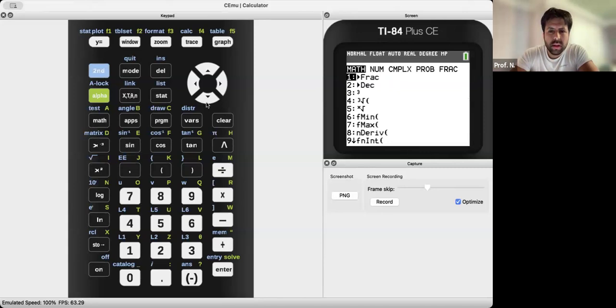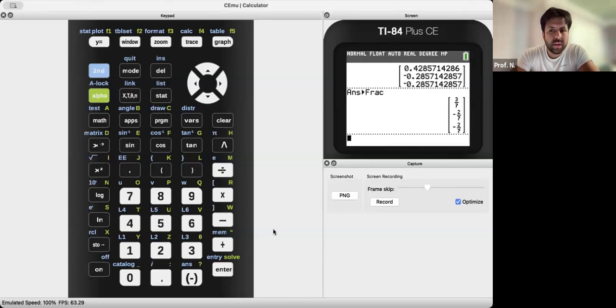So let me convert that to a fraction. So I get these coefficients. So my coefficients are 3/7, -2/7, -2/7. Does that make sense?